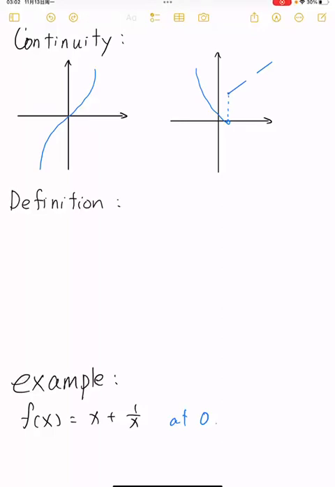Hello everyone, today we'll be looking at continuity. Continuity is a really important feature of a function, especially when we're doing derivatives. Let's first look at some graphical examples.